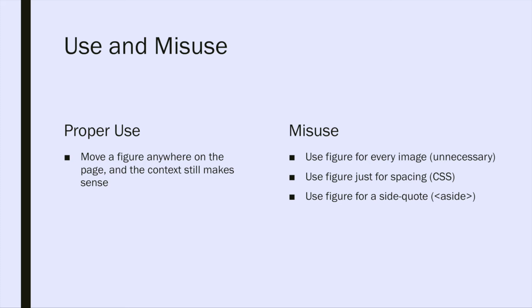A proper use for figures is to allow the figure to be moved anywhere on the page, and the article or the context still makes sense. Misuse, and a lot of people do this, is they use a figure for every image, which is unnecessary. You use a figure for just spacing, which we'll use in CSS. Or you use a figure for a side quote. We'll learn about aside much later.